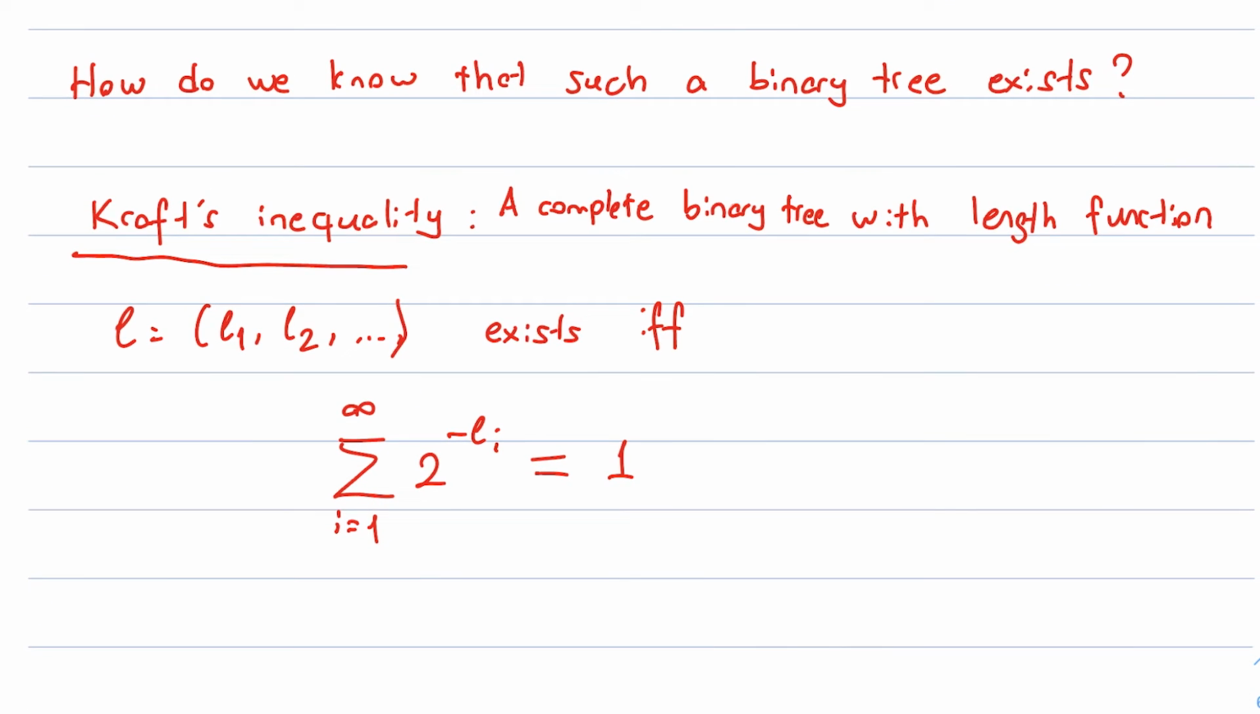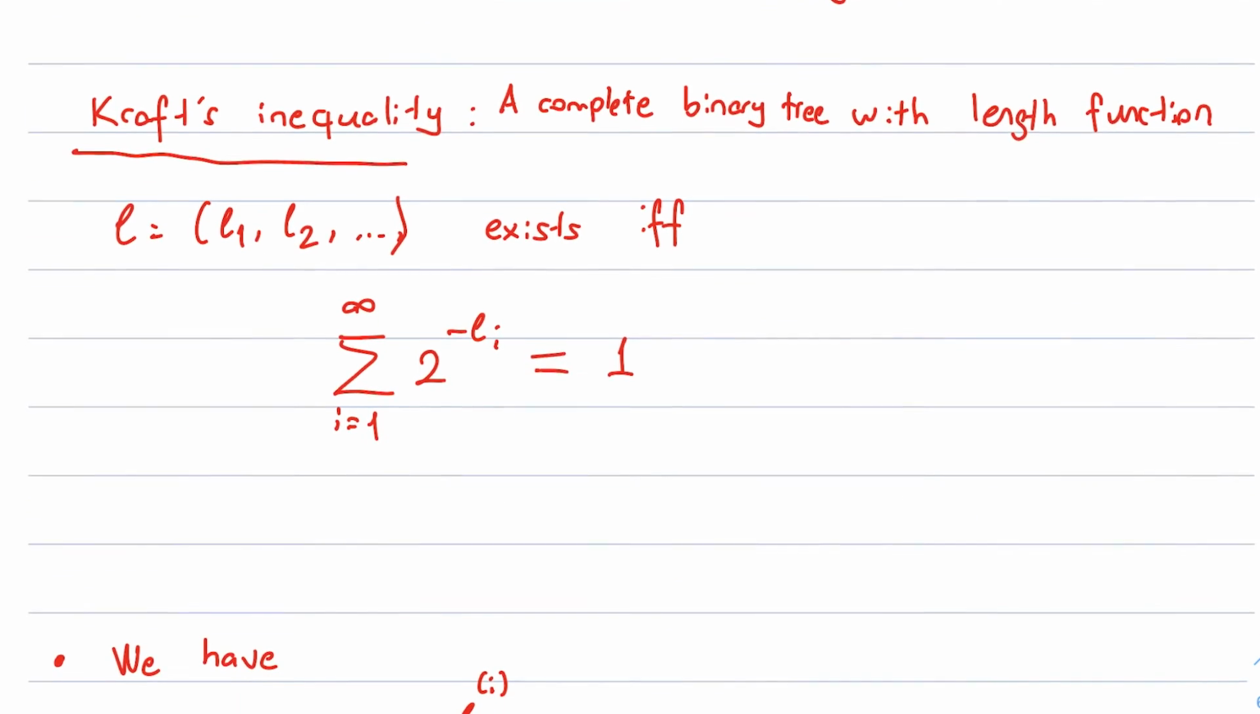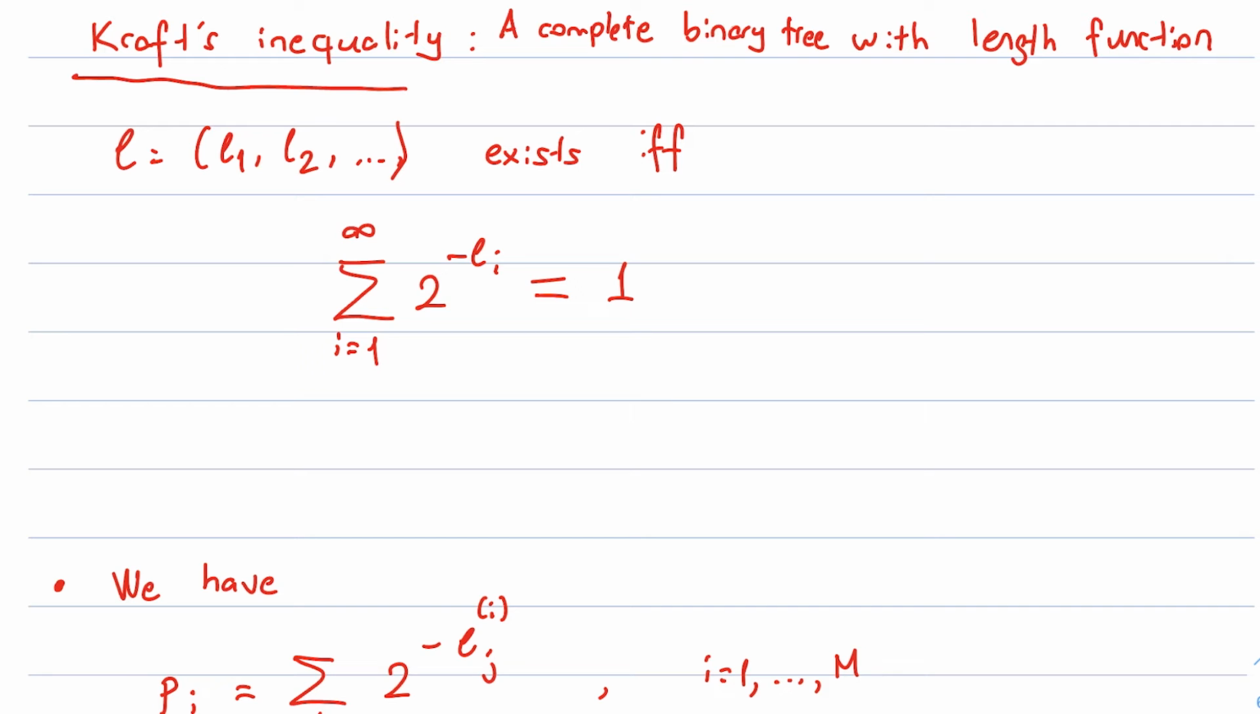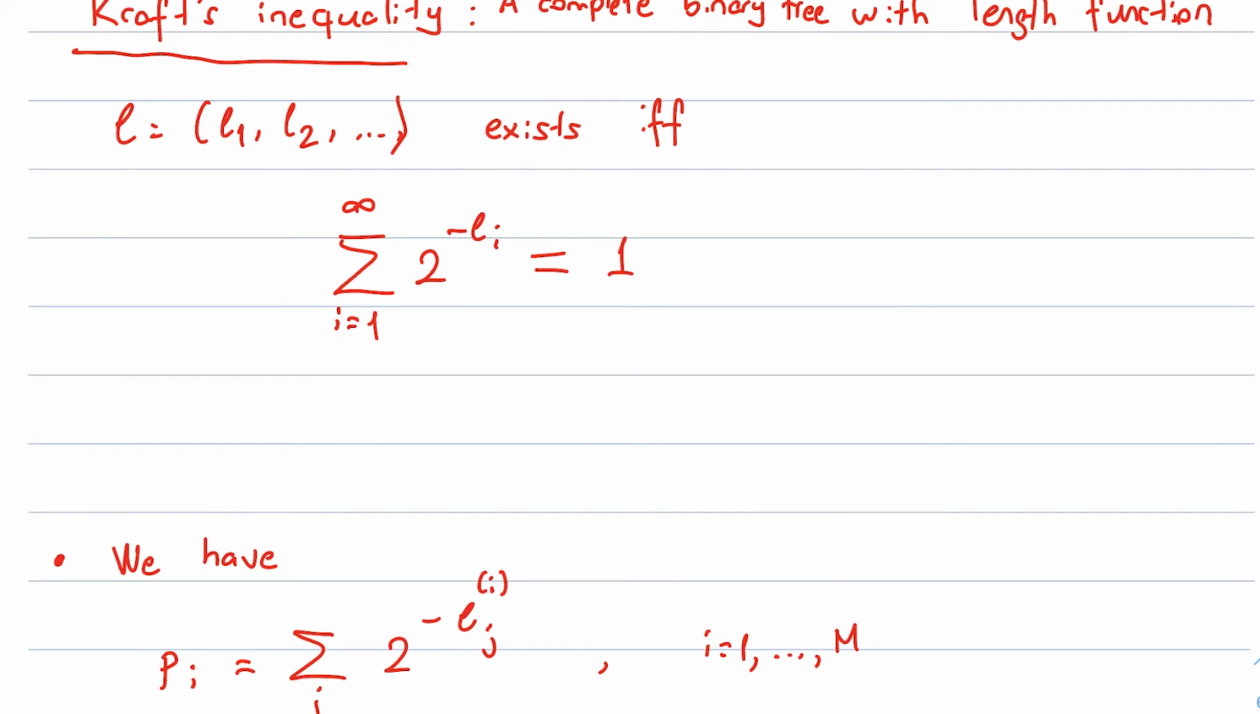But we are missing something. We should also show that such a binary tree always exists, and this is proved by Kraft's inequality. It states that a complete binary tree with length function L exists if and only if the summation of 2 to the minus length function values is equal to 1.